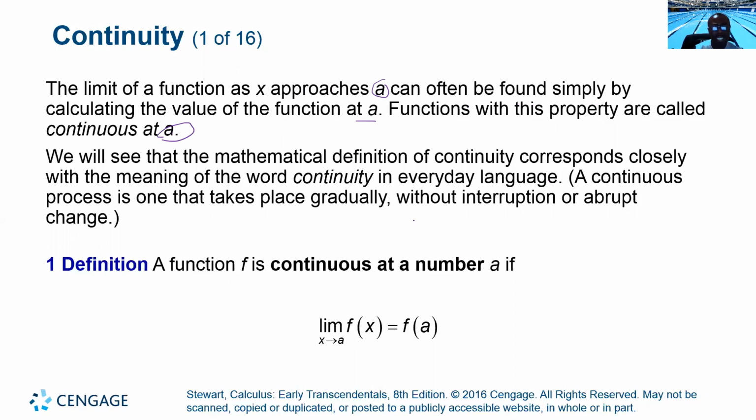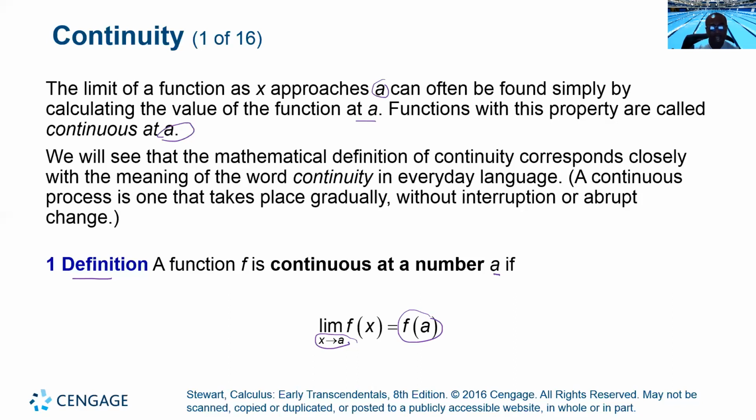Okay, we will see that the mathematical definition of continuity corresponds closely with the meaning of the word continuity in everyday language. A continuous process is one that takes place gradually without interruption or abrupt change. So the first definition we'll look at is that a function f is continuous at a number a if the two-sided limit as x approaches a is equal to what? The function value at a.